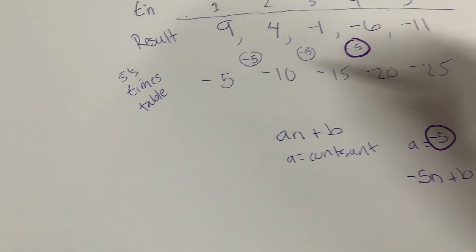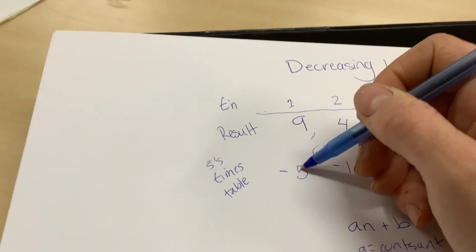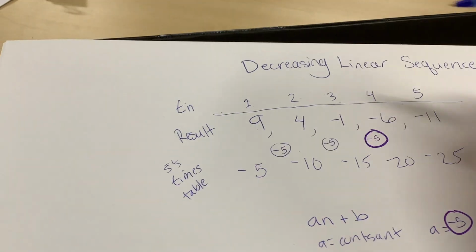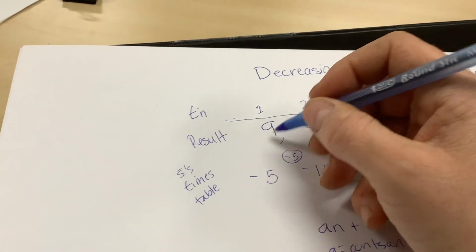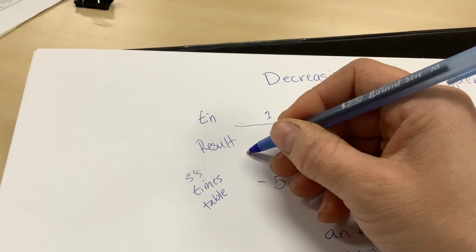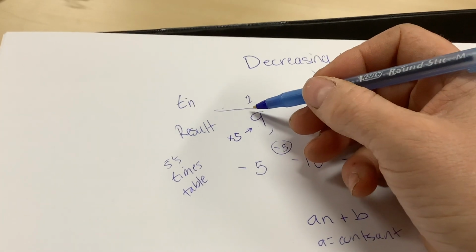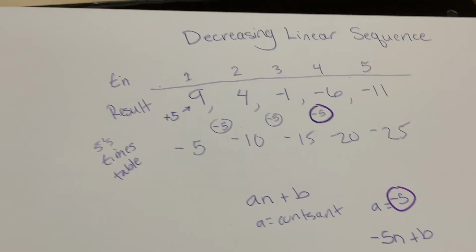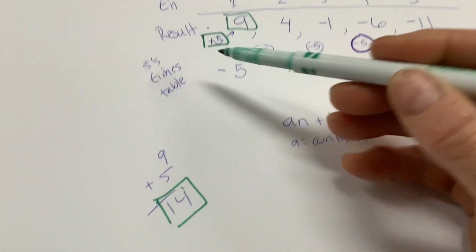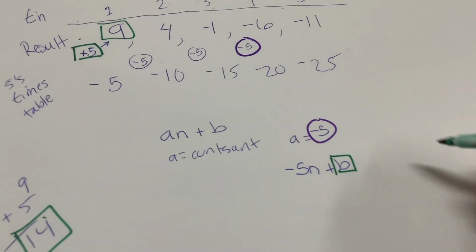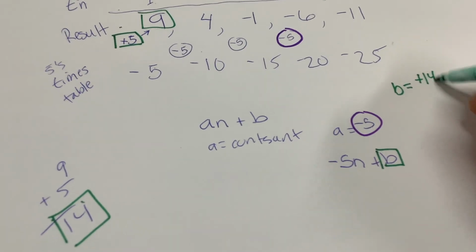Okay, b is going to be solved by adding 5 back to 9. In this case, we're going down by 5s each time, so instead of subtracting 5 from 9, we're going to do the opposite. We're going to add 5 back to 9. So we take 9 plus 5, and we get 14, and that's going to be our b. So our b equals plus 14.